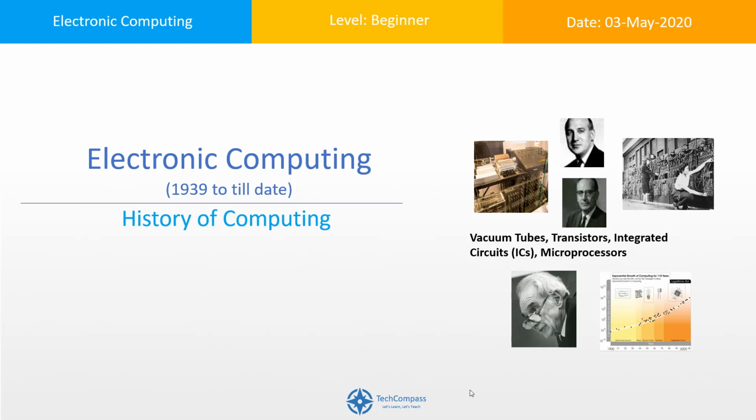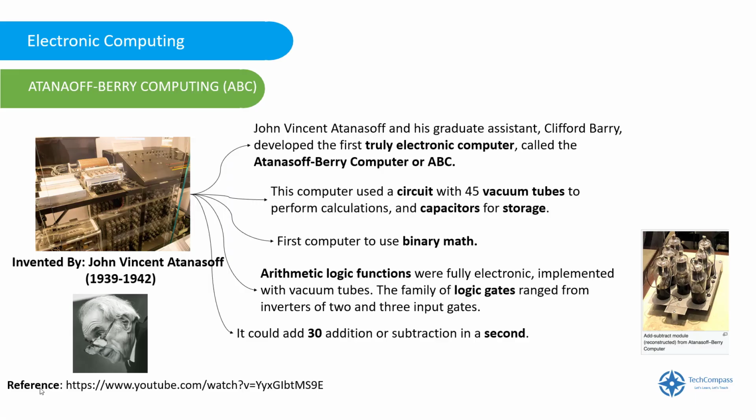Electronic computing. After the advent of advanced electronic components, computing became cheaper and made possible to common people and were able to carry out thousands of instructions in a second. Let us discuss some important takeaways on each invention in this area. ABC. First truly electronic digital computer called Atanasoff-Berry computer, ABC.